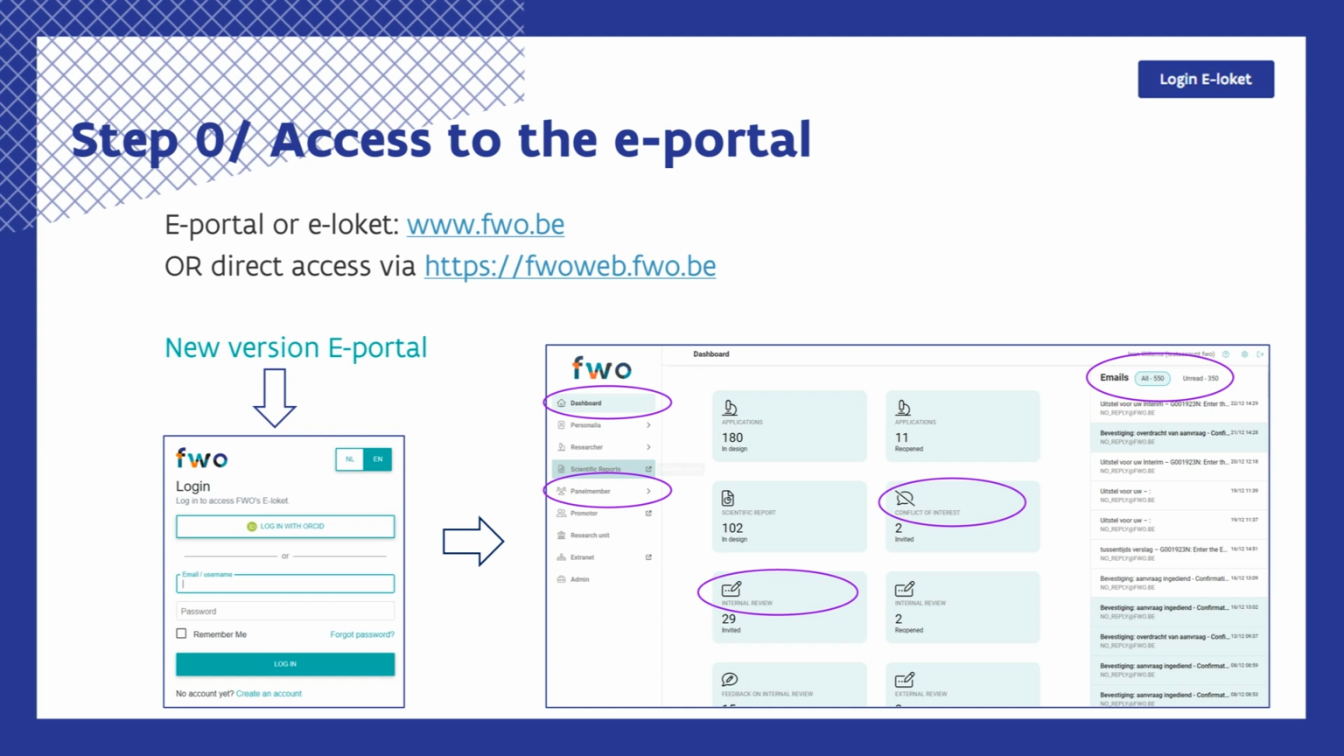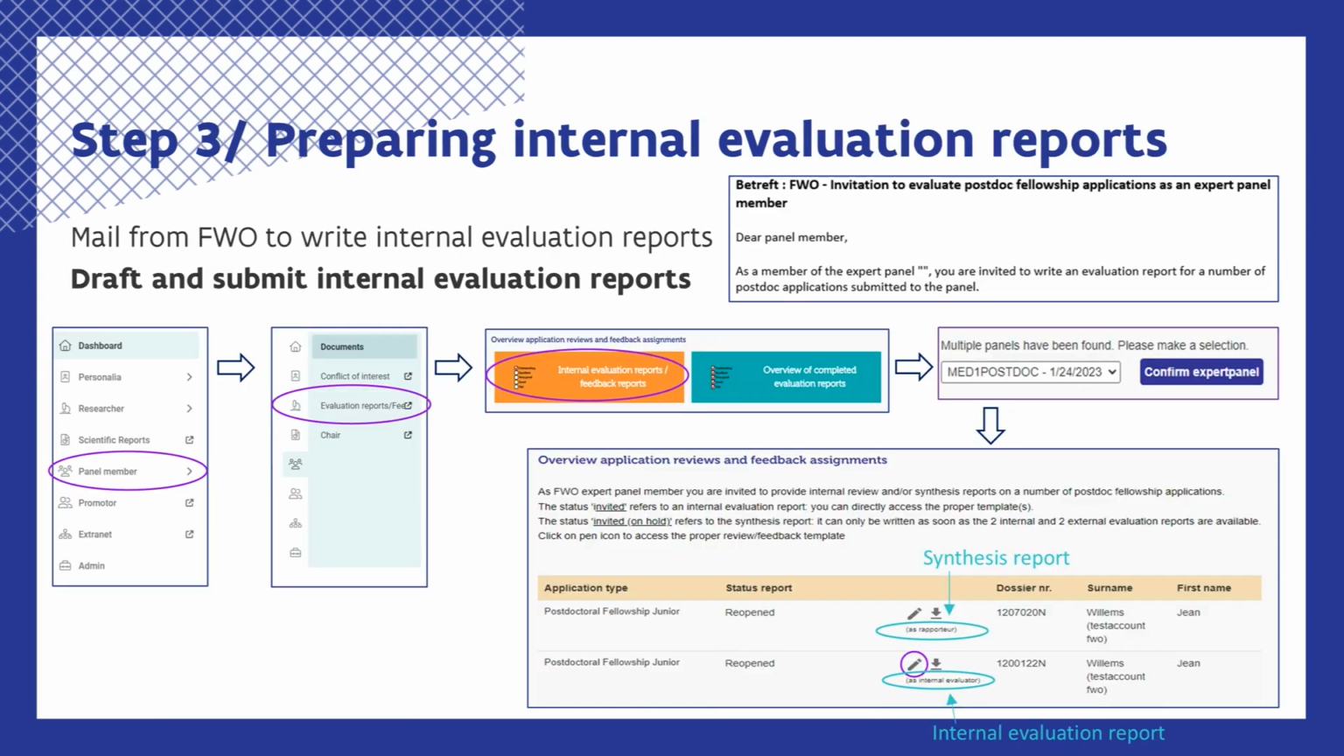A key step in the evaluation process is preparing and submitting the internal evaluation reports for the applications assigned to you by the scientific chair or moderator of your panel. The FWO will invite you via email to evaluate your assigned applications once all members have submitted their conflict of interest declarations and the scientific chair or moderator has distributed the proposals amongst all panel members.